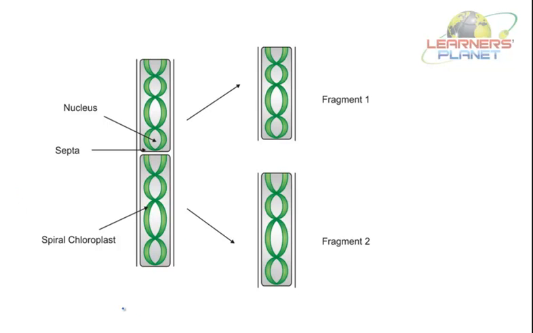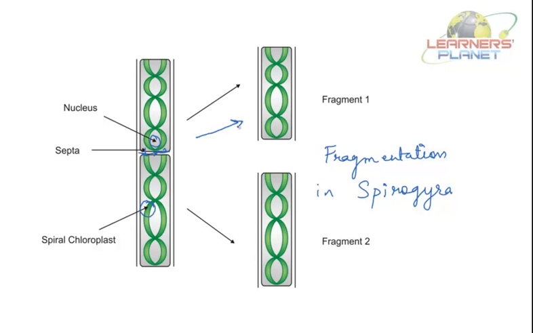This is a beautiful picture of the fragmentation occurring in Spirogyra. So here you can see that there is one nucleus. Septa means it divides this fragment into two. This is the spiral chloroplast which is present in the Spirogyra, and it is divided into two, means it divides into the fragments, and further these fragments are divided into more fragments.